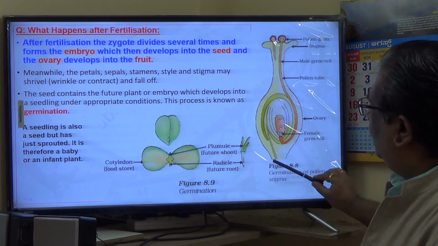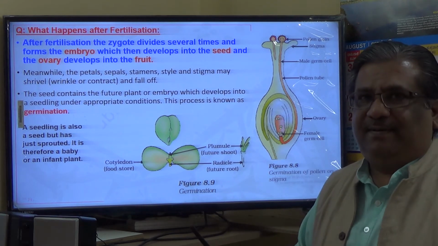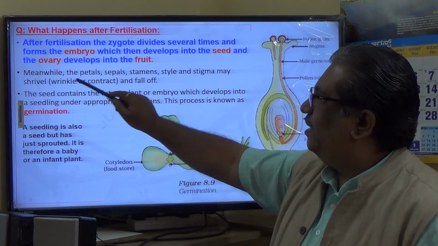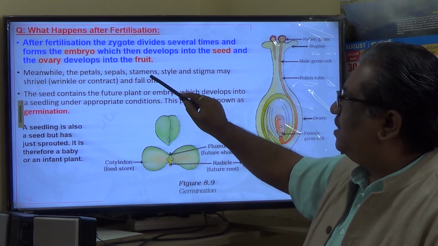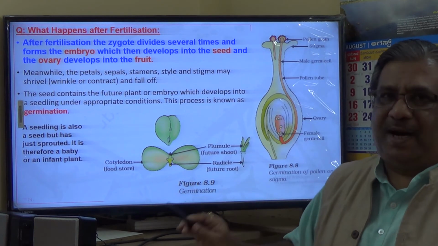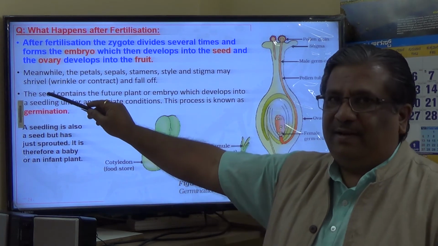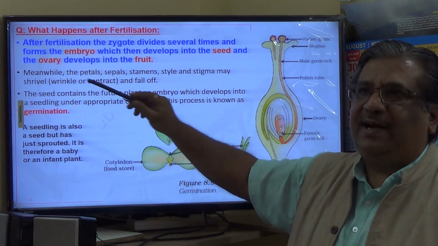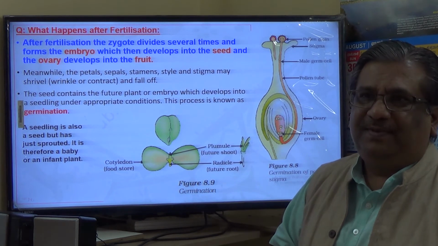What happens to the petals, sepals, etc.? That's the next point. Meanwhile, the petals, sepals, stamen, style and stigma, all the rest of the parts, shrivel, meaning wrinkle or contract, and fall off. Got it?